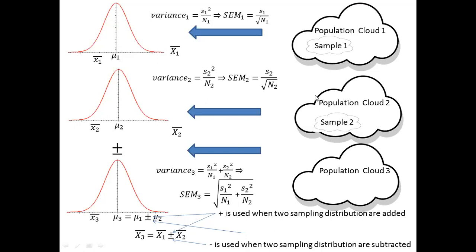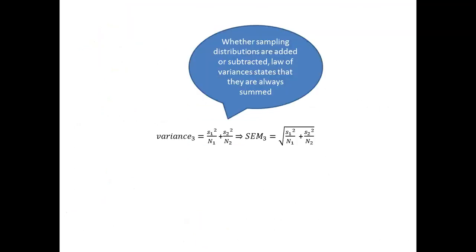And definitely the square root of this variance 3 would give us the standard error of mean 3, that is under root S1 square upon N1 plus S2 square upon N2. This is a very, very important rule to always remember, that whether the sampling distributions are added or subtracted, the law of variances states that they are always summed. The variances are always summed.